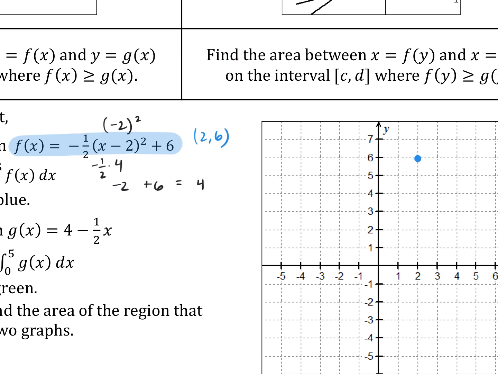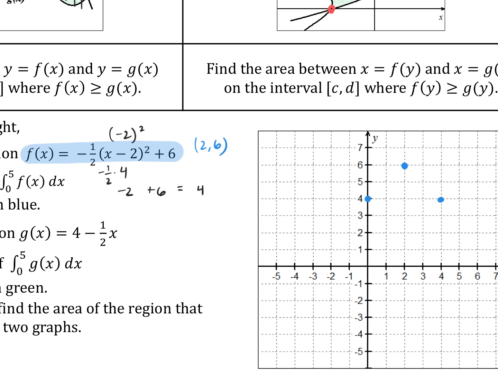positive 4. So at 0, 4, I have another point, and then the parabola is nice and symmetric, so that means I'm going to have another point over on the other side of my vertex at 4, 4. I do remember that kind of shape, same shape there. That's enough points there to get that sketch going of what that's going to look like. So that is my function f of x.